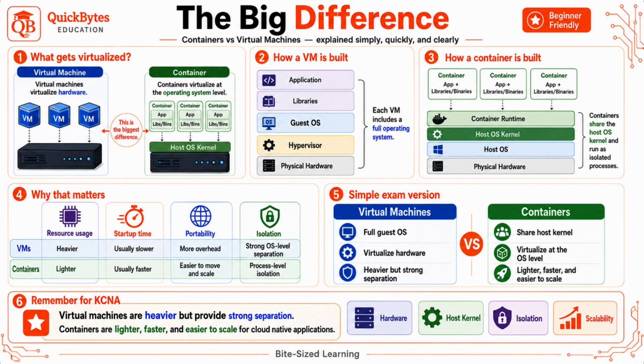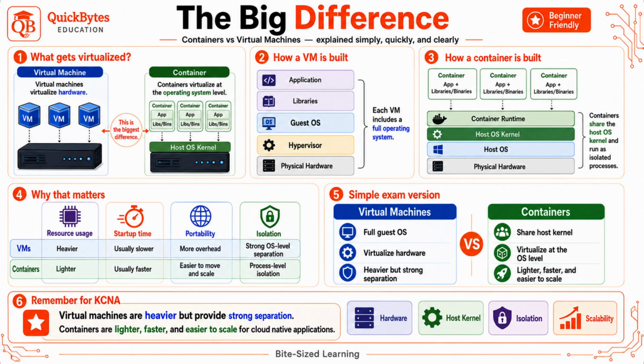The biggest difference is what gets virtualized. Virtual machines virtualize hardware. Containers virtualize at the operating system level. A VM needs a full operating system for each virtual machine. A container shares the host OS kernel and runs as an isolated process. That difference affects resource usage, startup time, portability, and isolation.